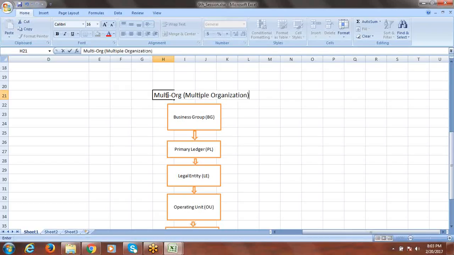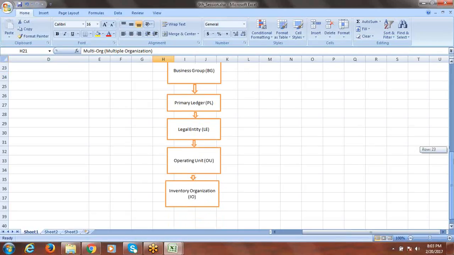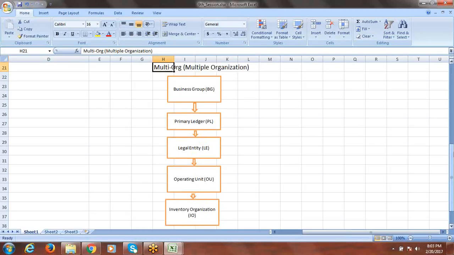But generally we don't call it multiple organizations. Always we call it by this short name, multi-org. So why are we calling it multi-org? These are all organization related elements, organization related units. This all talks about one company only. Even if you are running the business in only one place, this is how you have to structure your business information in the system.